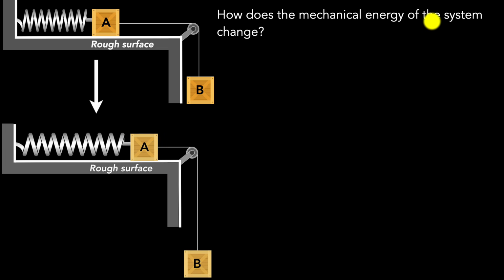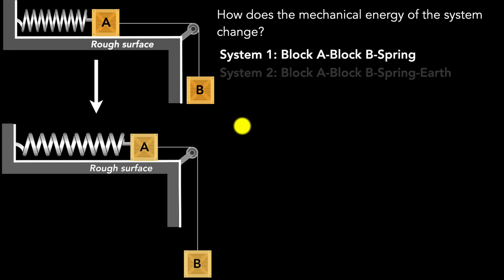But which system are we dealing with? We're going to consider two scenarios. In the first scenario, we're going to consider the two-block spring system. So how does its mechanical energy change? And in the second scenario, we're going to consider the two-block spring and the Earth as our system. So how does the mechanical energy of this system change? That's what we're trying to figure out in this video.